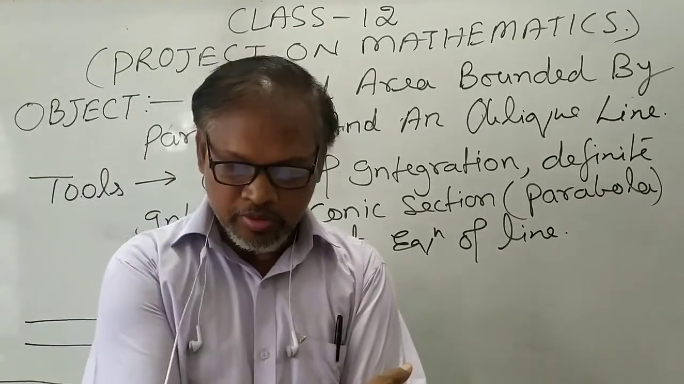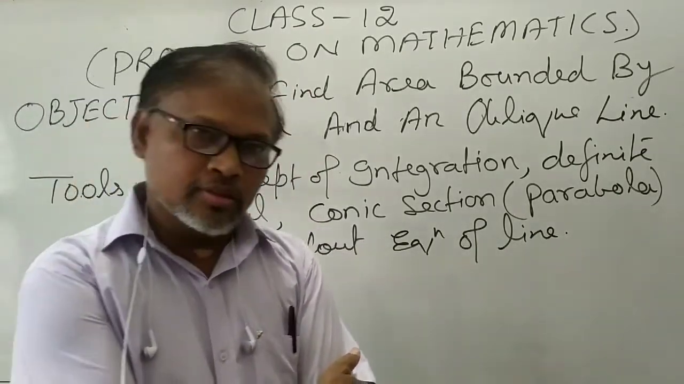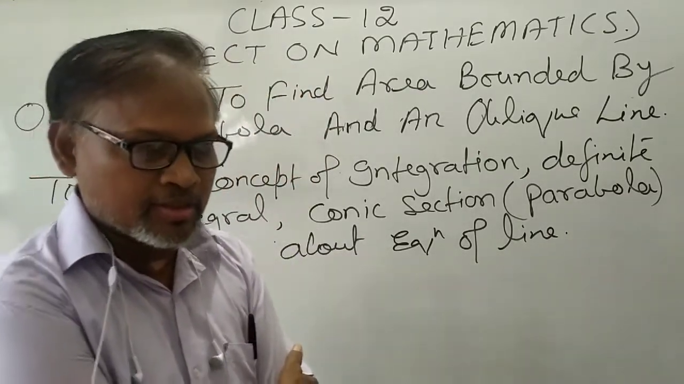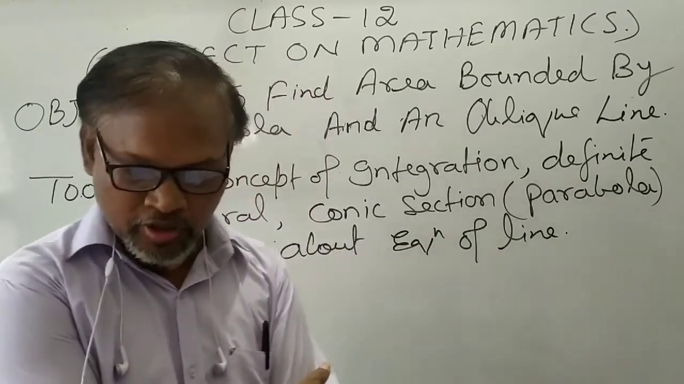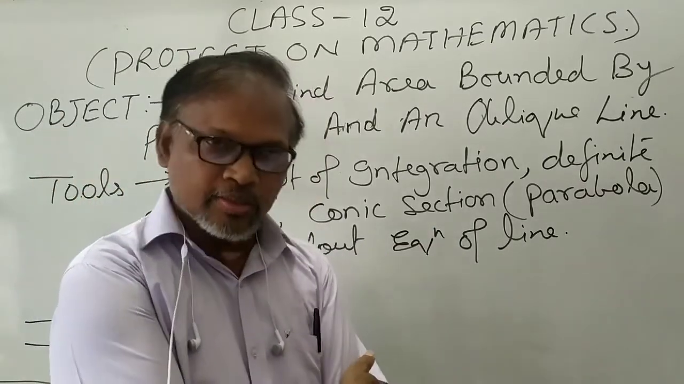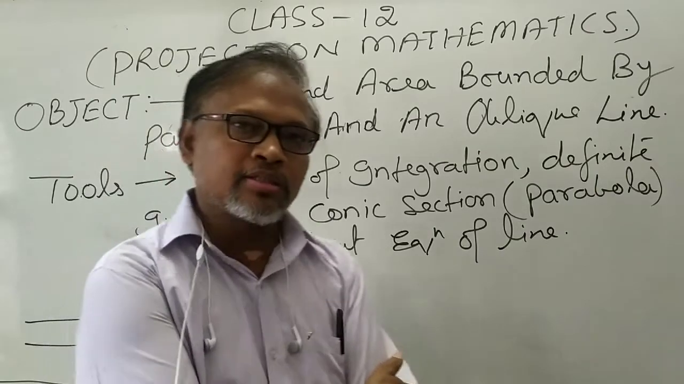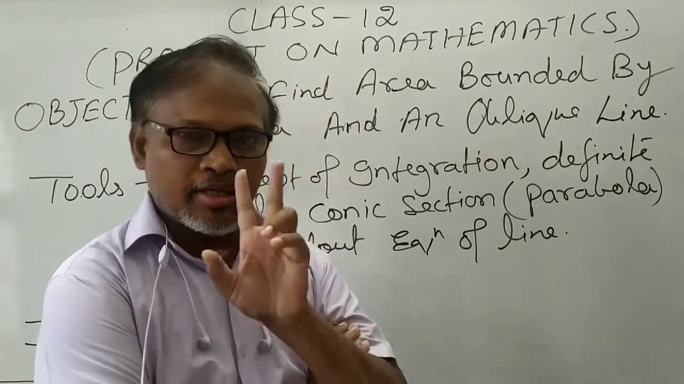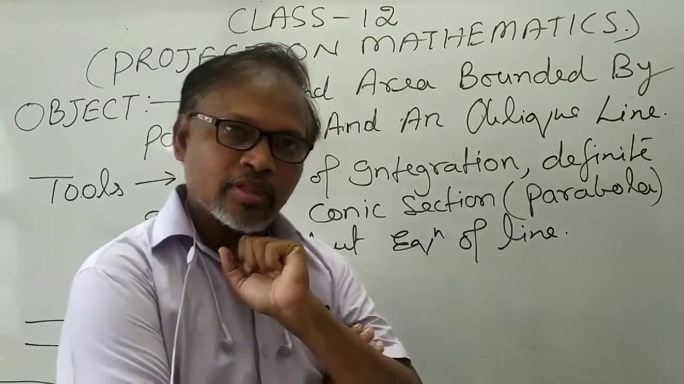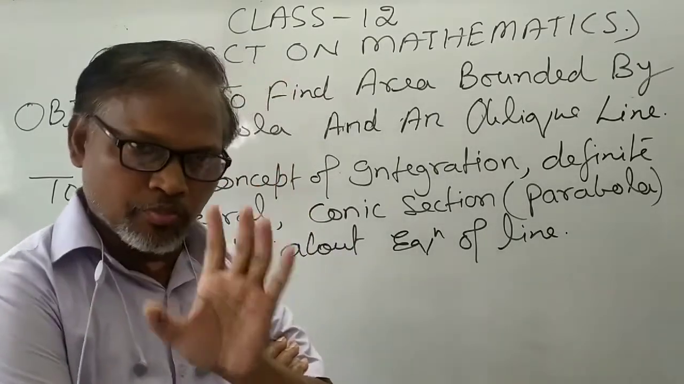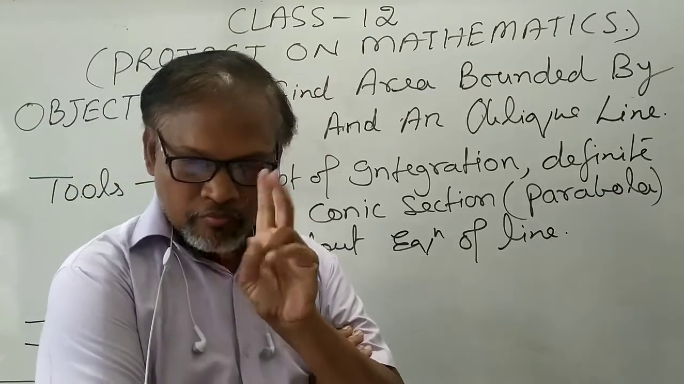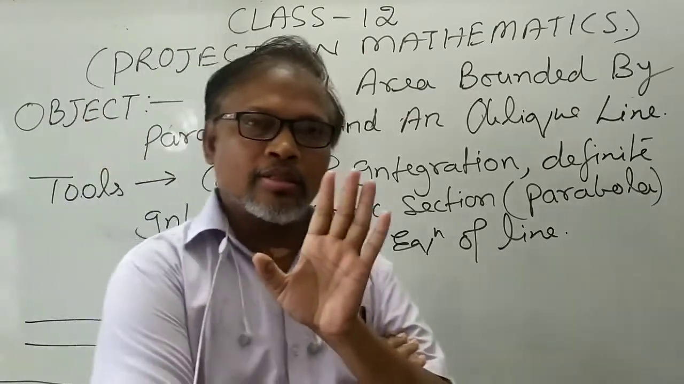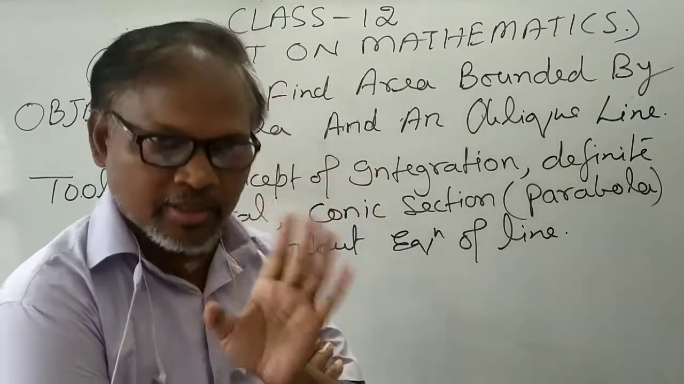As you know, this year the CISCE board has changed the pattern in the 12th mathematics subject. It is divided in two parts: 80 marks for the theory paper and 20 marks for the project, the maths project. And one video I have made earlier for section A, the project on mathematics.